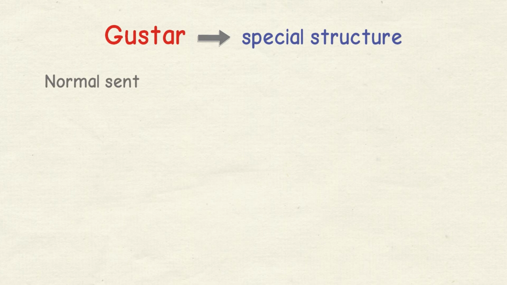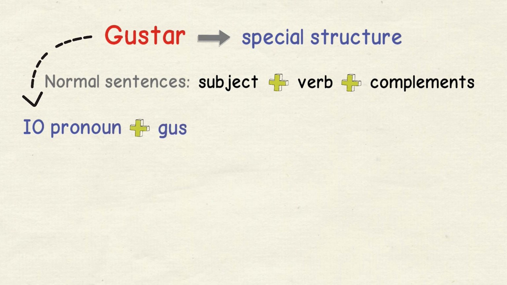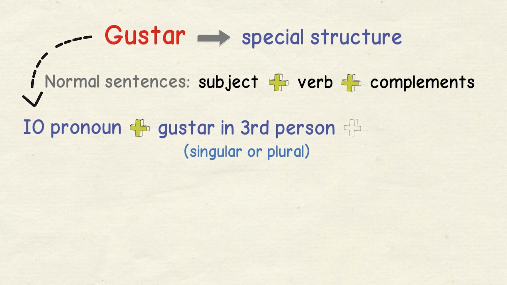Normal sentences in Spanish are formed by a subject followed by a verb and after the complements. However, with the verb gustar, the first element of the sentence is an indirect object pronoun, followed by the verb, always in the third person, singular or plural, and what you like at the end.